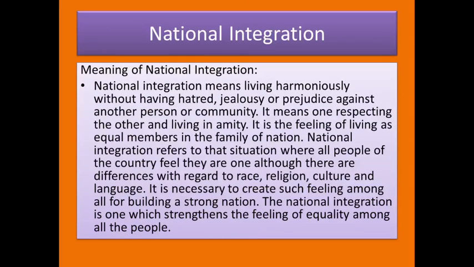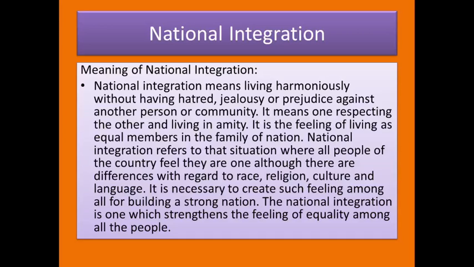Now let us go to the national integration. Meaning of the national integration means living harmoniously without any hatred, jealousy, or prejudice against another person or community. It means one respecting the other and living in amity. It is the meaning of living as equal members in the family of nation.